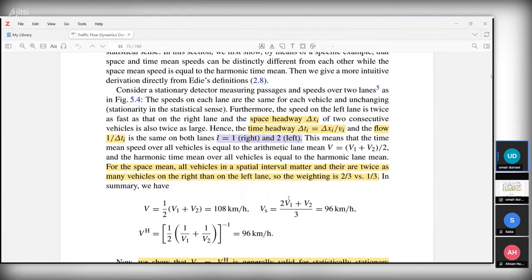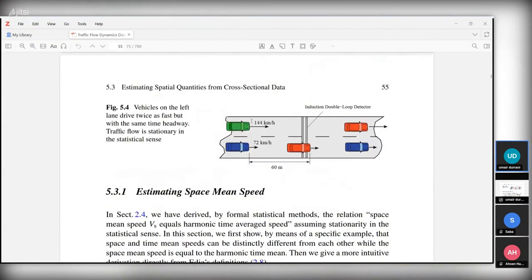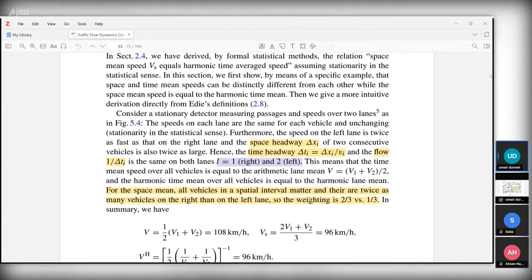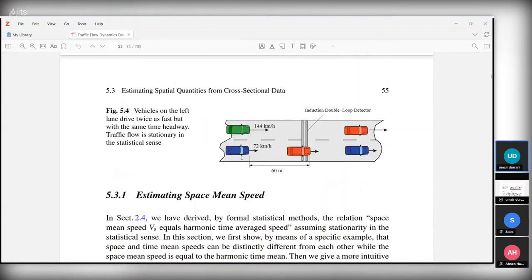Then the space mean speed is considering only this area. Within this area, we have 60 meters of the space headway in this lane, and we have 120 meters in the other lane. And what we want to do is look at these vehicles in each lane. We know that there's a total of three vehicles.